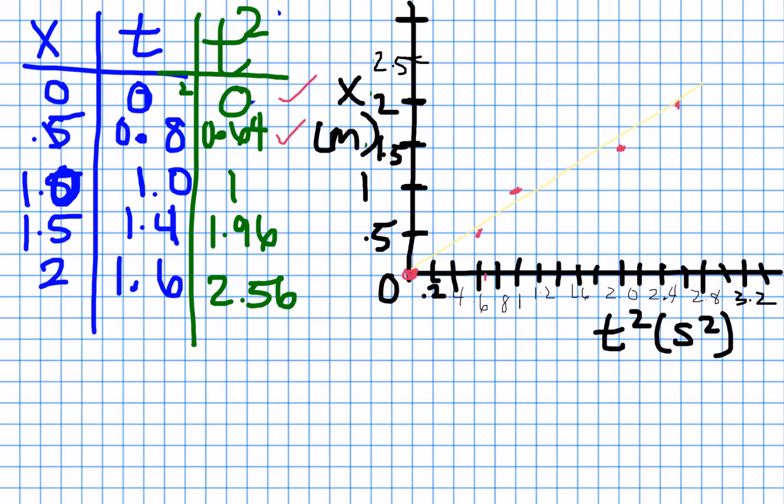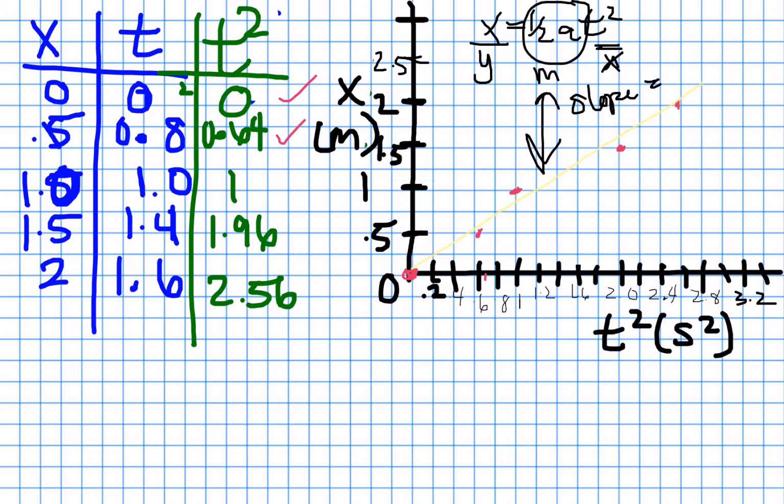So remember with our linearization, we said that x equals 1/2 a t squared. That means if this is my x, this is my y-axis, this is my m. So the slope of this line is equal to 1/2 a, which sort of makes sense if you look at the idea that we have an m, we have an s squared, and remember, meters per second squared, that's an acceleration.